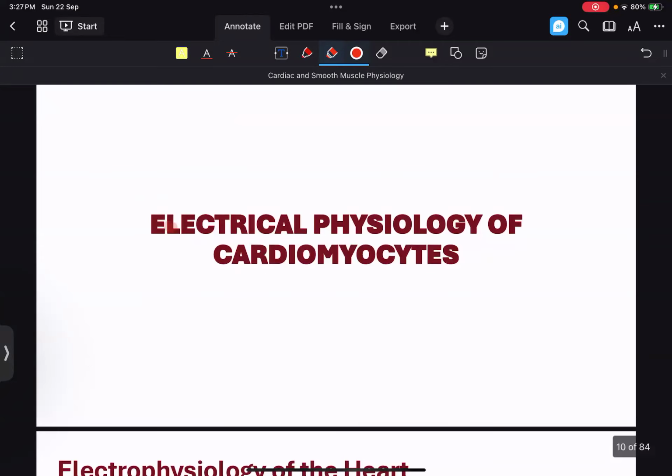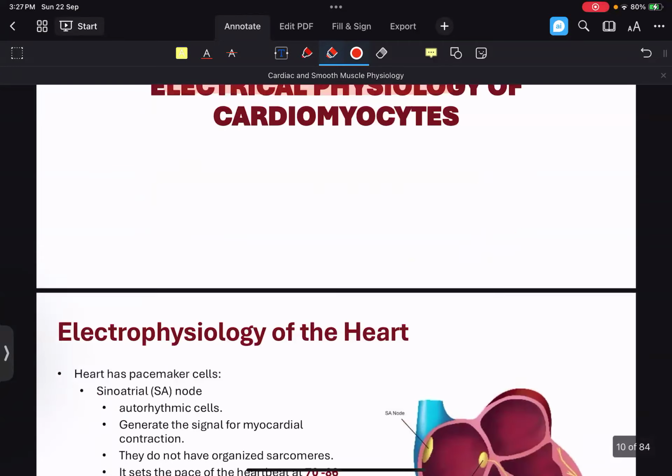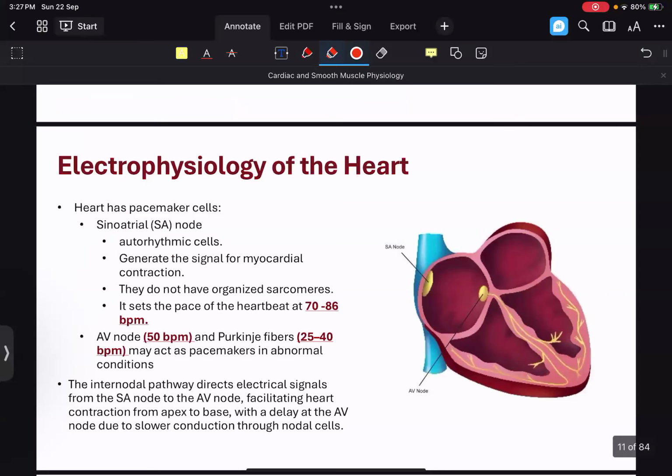Moving on, the electrophysiology of the cardiomyocytes. We're very briefly going to touch upon the electrophysiology of the heart. The heart is special because it has a special group of cells called pacemaker cells. Now, what does that mean? Pacemaker cells have a special feature called autorhythmicity, or the ability to depolarize on their own.